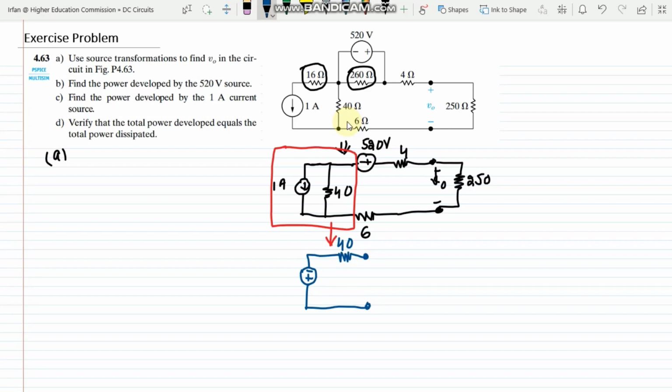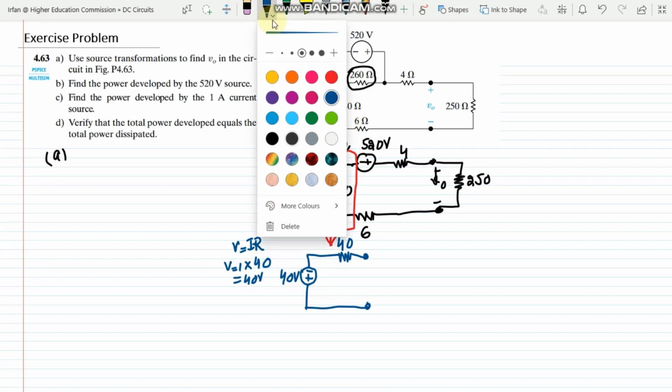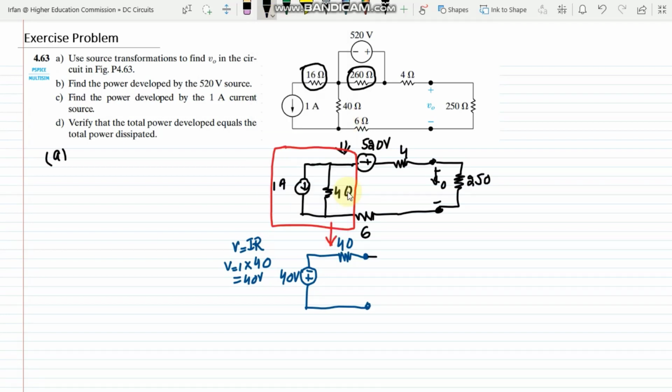What will be the value of the voltage source? It can be calculated using Ohm's law, V equals IR. Putting in I as 1 and R as 40, I get 40 volts. Now this is my circuit, and the remaining part which was not transformed is the voltage source, a 4 ohm resistor, a 6 ohm resistor, and the 250 ohm resistor. We have to find the voltage across this one.